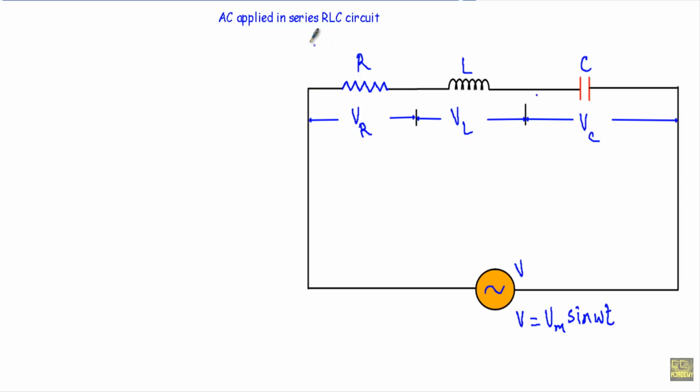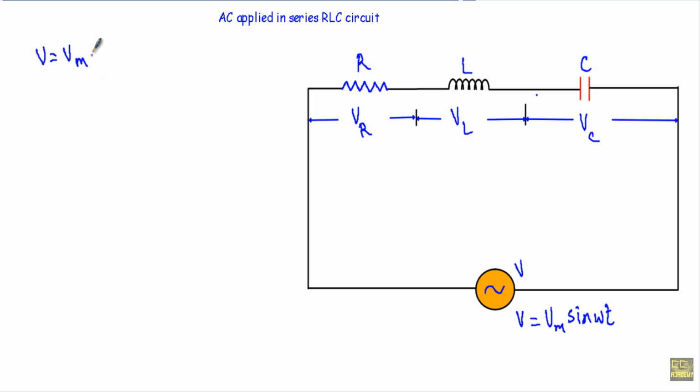In this video, I will show you the behavior of series RLC circuit. Let's say I have a resistor whose resistance is R ohm, an inductor whose inductance is L, and a capacitor whose capacitance is C. These R, L and C are connected in series. As they are connected in series, this circuit is known as series RLC circuit, and we are applying an alternating voltage V equal to Vm sin omega t in this circuit.